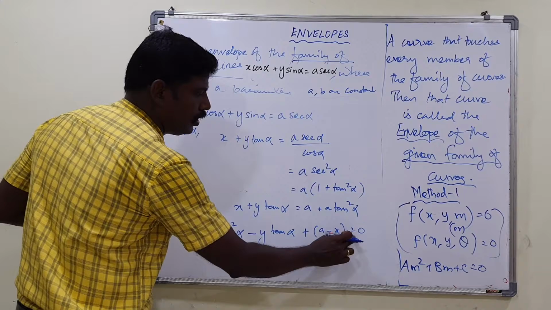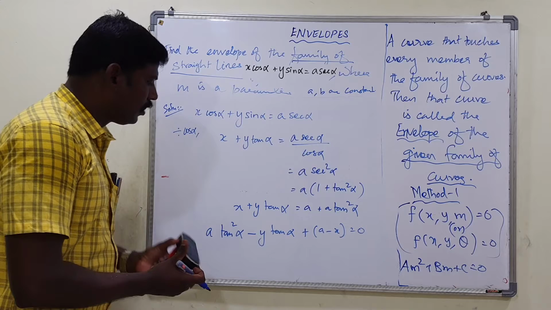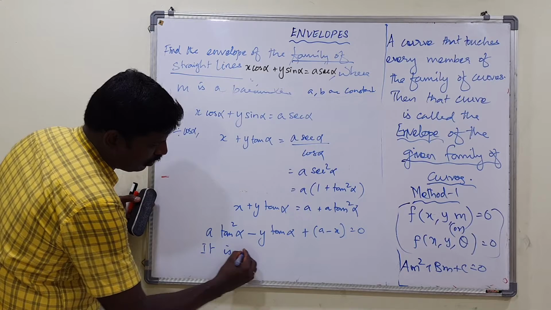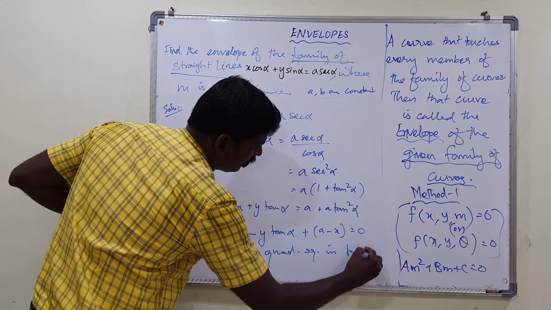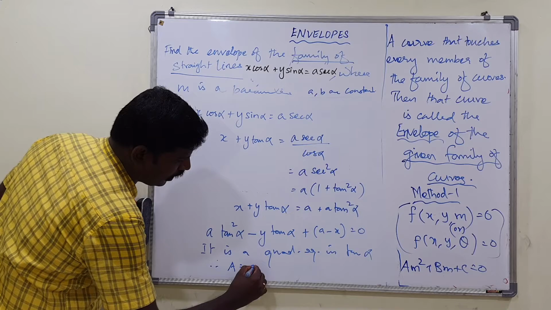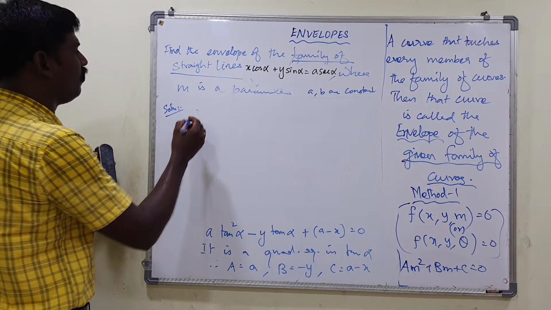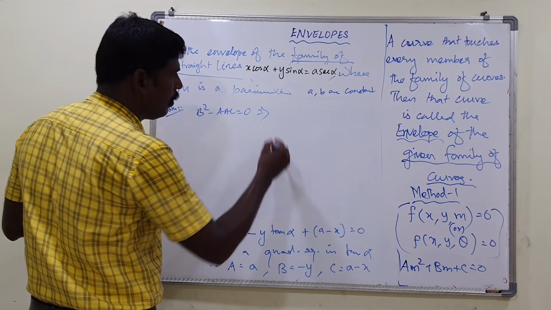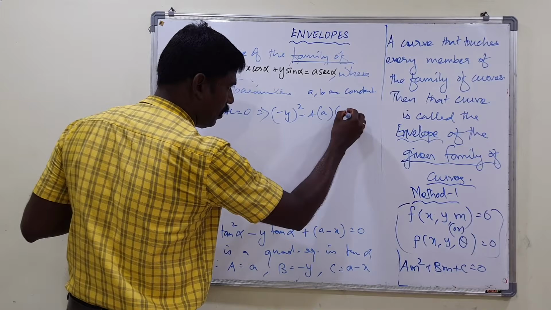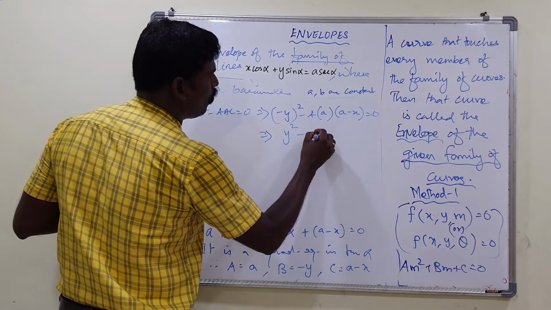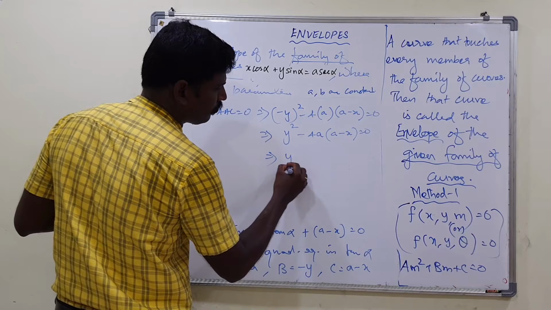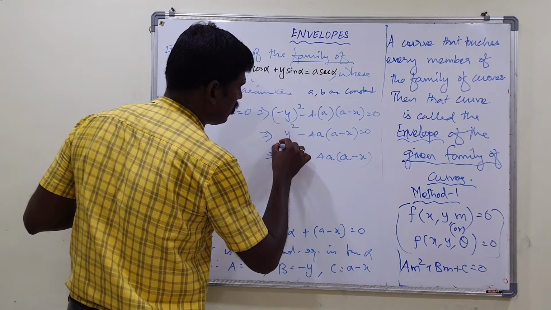Right? So now it is in the form of a quadratic equation where the parameter is tan alpha. As usual, what is a? Therefore a is equal to a, b is equal to minus y, and c is equal to a minus x. Substitute all these three values in the magic formula b square minus 4ac equal to 0 to find the envelope of the given curve. What is b? Minus y, and minus y is the whole square, minus 4 into a into c, which is a minus x, equal to 0. This implies y square minus 4a into a minus x equal to 0. Isn't it? This implies y square is equal to 4a into a minus x, which is the envelope of the given family of straight lines. Right?